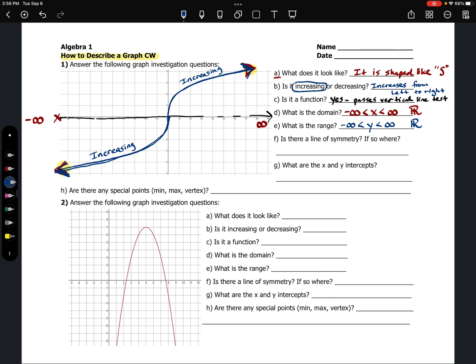Is there a line of symmetry? I don't believe that there is a line of symmetry on this one. There is no line that we can draw in there where it is a direct reflection of itself across that line. So no line of symmetry.